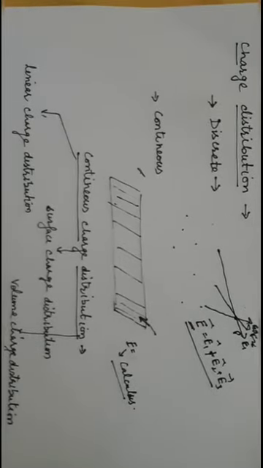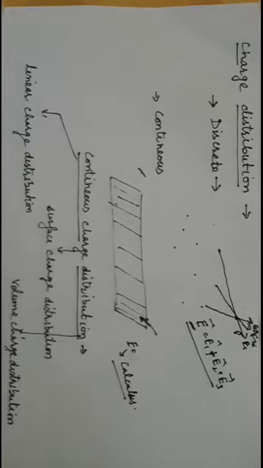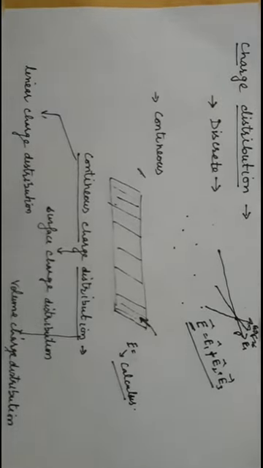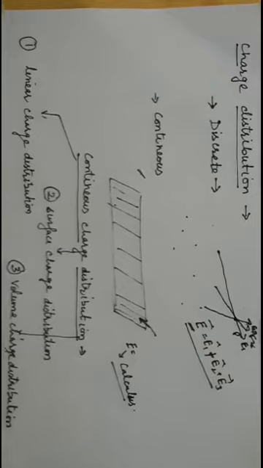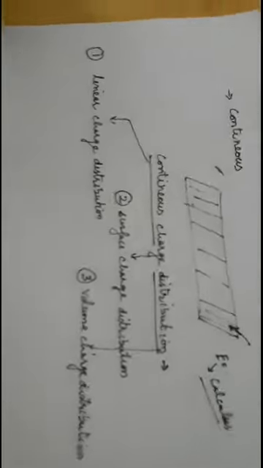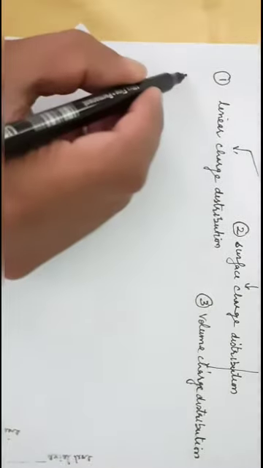Now let us discuss the different parts of continuous charge distribution. In continuous charge distribution, the charge can be distributed in three ways. First is linear charge distribution, second is surface charge distribution, and third is volume charge distribution. Now let us understand one by one. First of all, linear charge distribution.